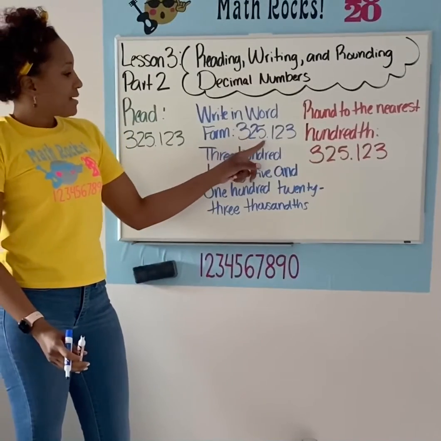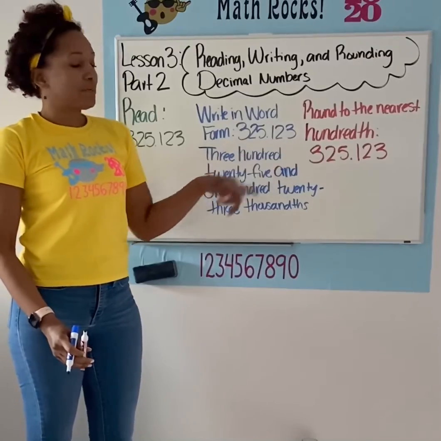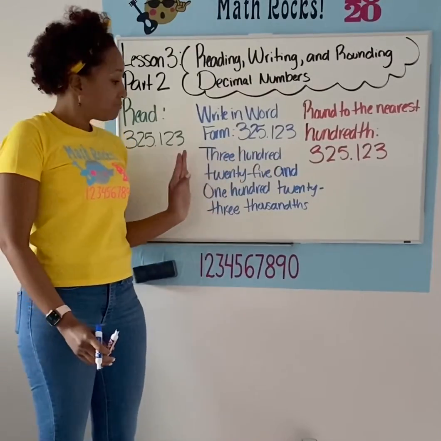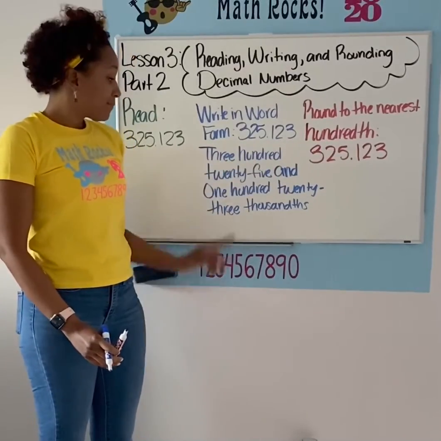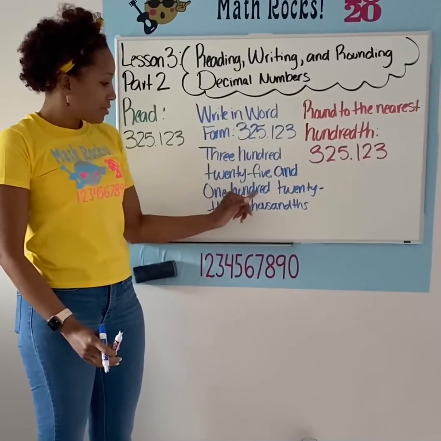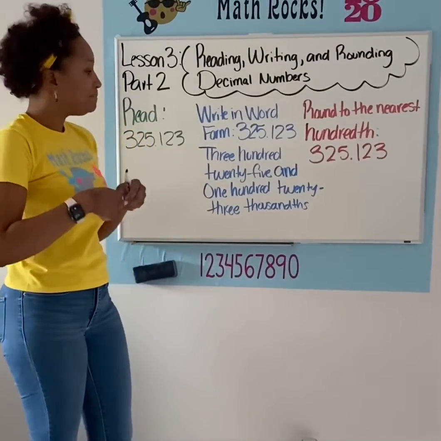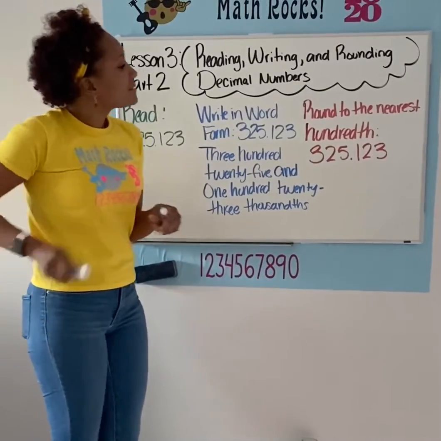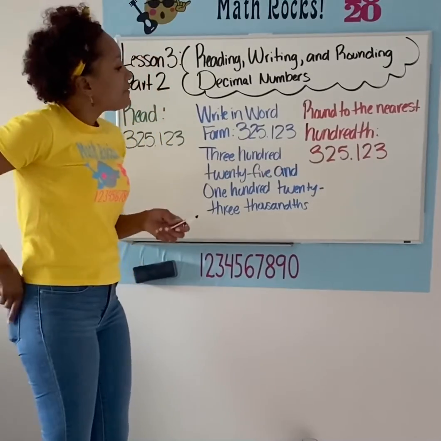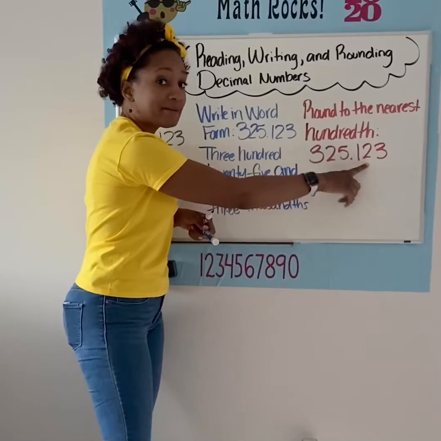So 325 and 123 thousandths, you write it the way I read it. 325 and 123 thousandths. Okay? Moving on. Let's round this number. So we're gonna find the number. This is our hundredths, and we're rounding to our nearest hundredth.